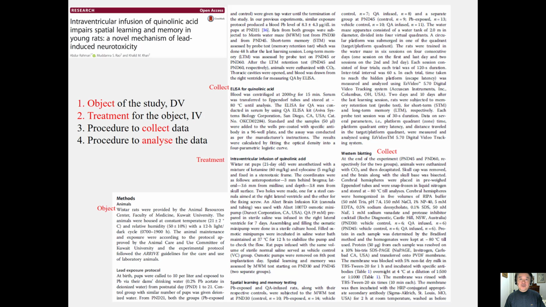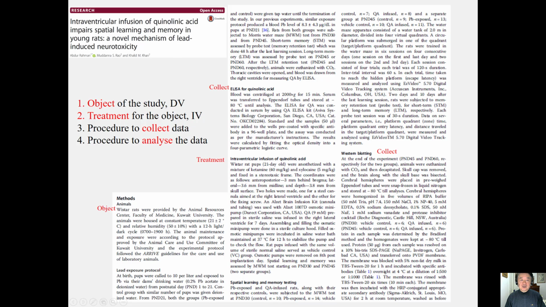Here, I would like to show you a paper and how the method is written. So we keep the four key points in mind. Number one, what the dependent variable and the independent variable are, how the data were collected, and how the data were analyzed. So this is the title. You have a number of keywords here: quinolinic acid, learning and memory, then lead and toxicity. Basically, it is talking about the mechanism of lead-induced toxicity.